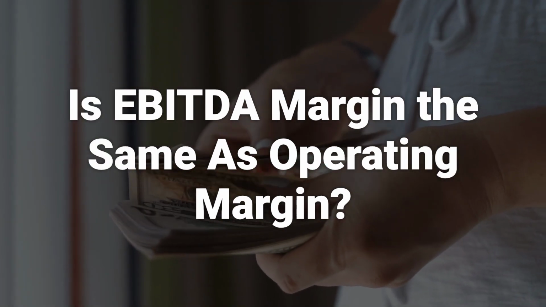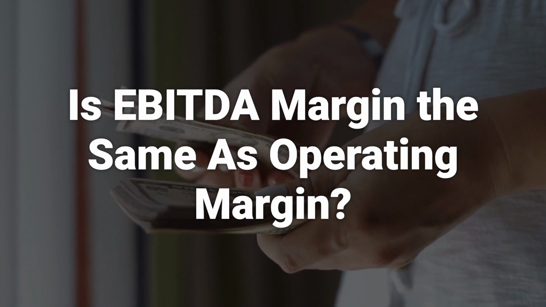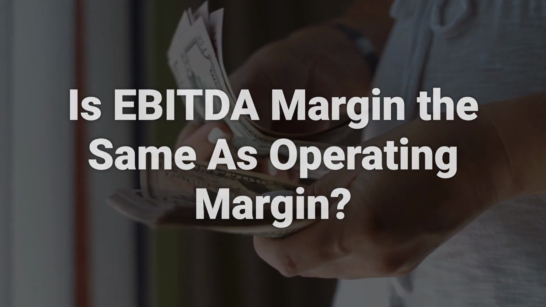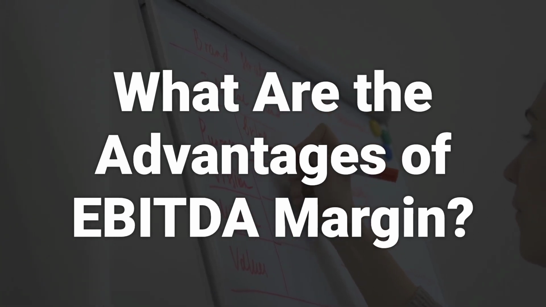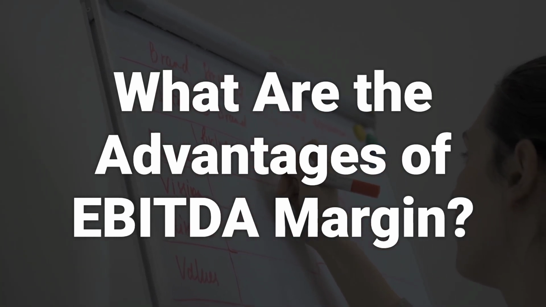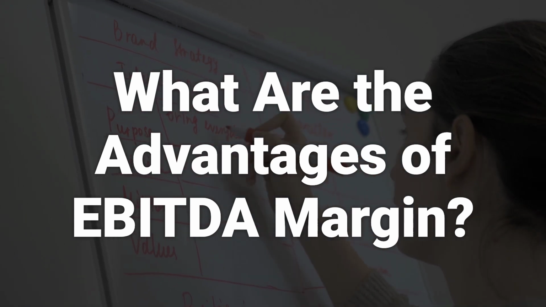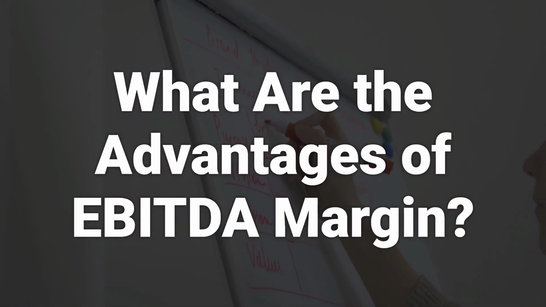The EBITDA margin and operating profit margin are two different metrics that measure a company's profitability. The EBITDA margin measures a company's operating profit as a percentage of its revenue, revealing how much operating cash is generated for each dollar of revenue earned.